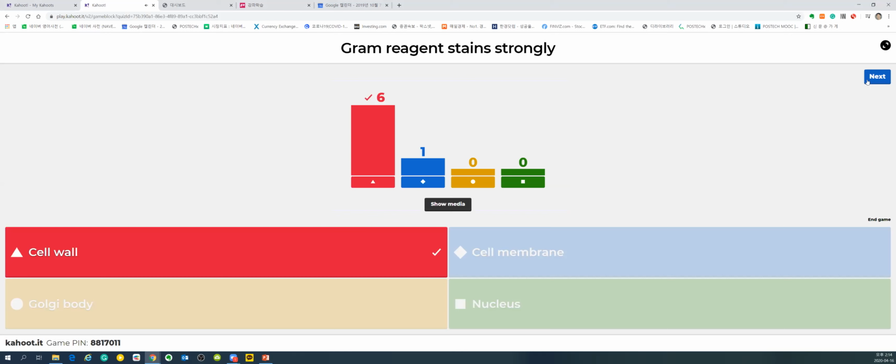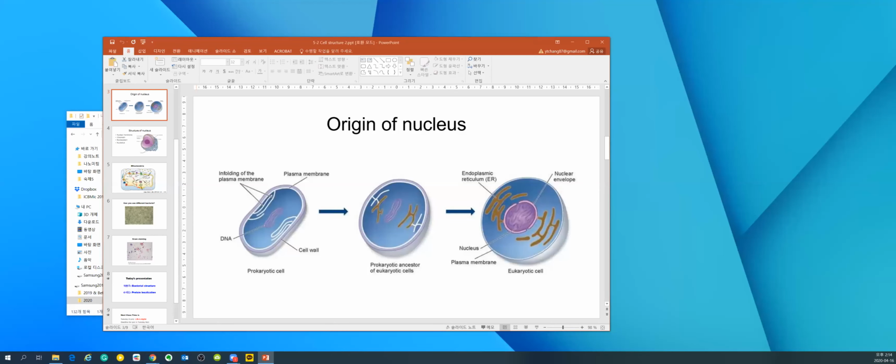This level of question, I should expect 100% correct answers, just in case I checked. Gram staining is on the cell wall, not on the cell membrane, or Golgi body, or nucleus. So this part, we will hear Dongwoo's story later. Okay, I think this is the end of this piece. Okay, we move on.